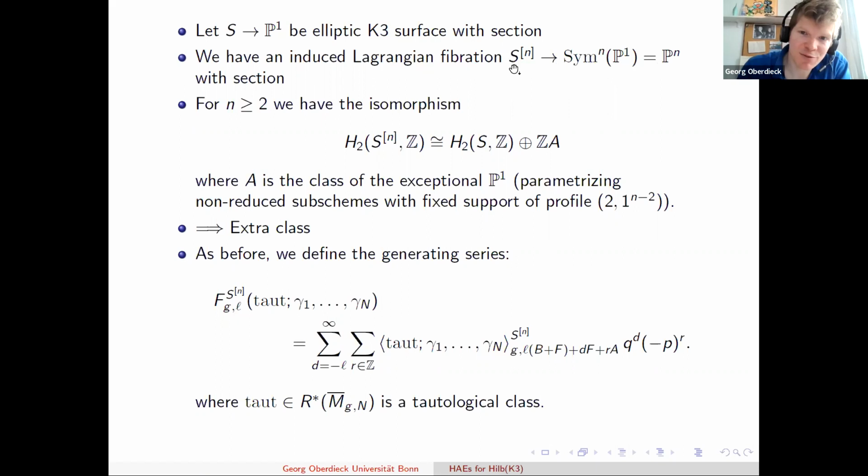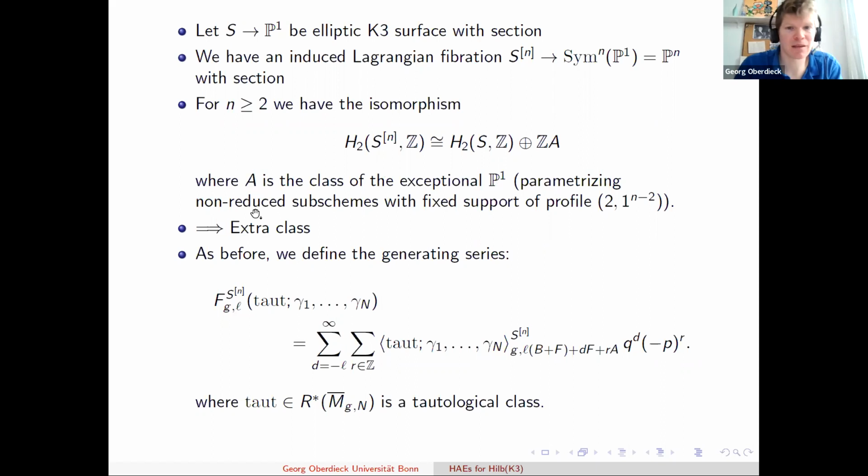And so we'll do the same thing as before, summing over curve classes which are of a fixed degree over this P^n, and then summing over all the fiber classes. What's new here is that there's an additional class that appears. If you look at H2 of your Hilbert scheme, it is isomorphic to H2 of your underlying K3 surface plus Z times a new curve class A, which is the class of the so-called exceptional P1. If you look at subschemes which are supported at n-1 points, where one of the points has multiplicity 2, then that locus is naturally isomorphic to a P1, and the class of that locus we denote by A.